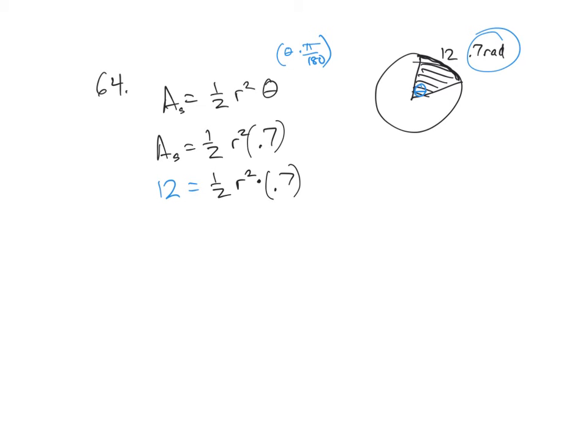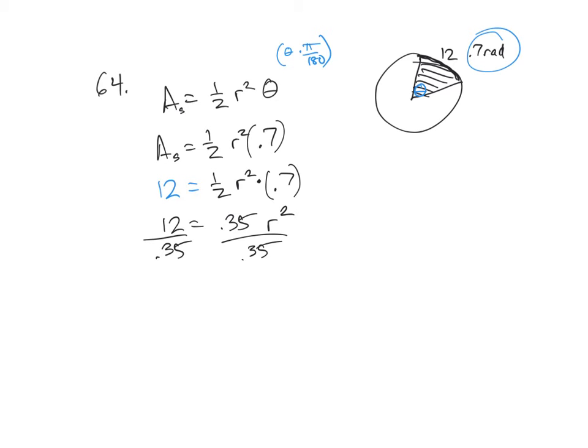Let's solve it. Let's take half of 0.7. Okay, so that is going to be 0.35. Let me rewrite. 12 equals 0.35 times the radius squared. Divide off the 0.35. So 12 divided by 0.35 is going to be some ugly thing.